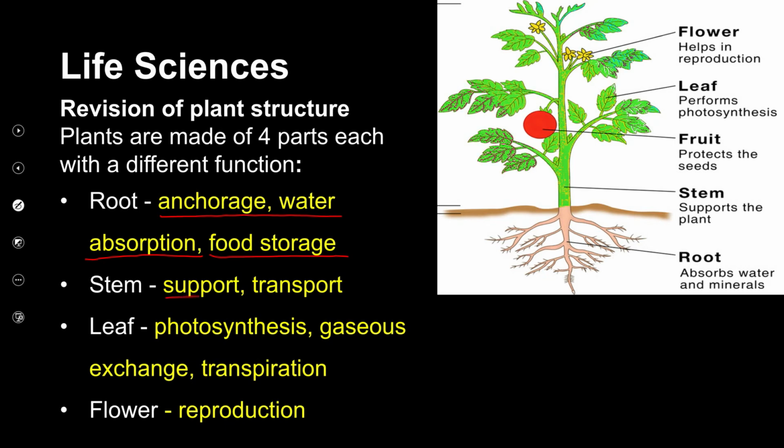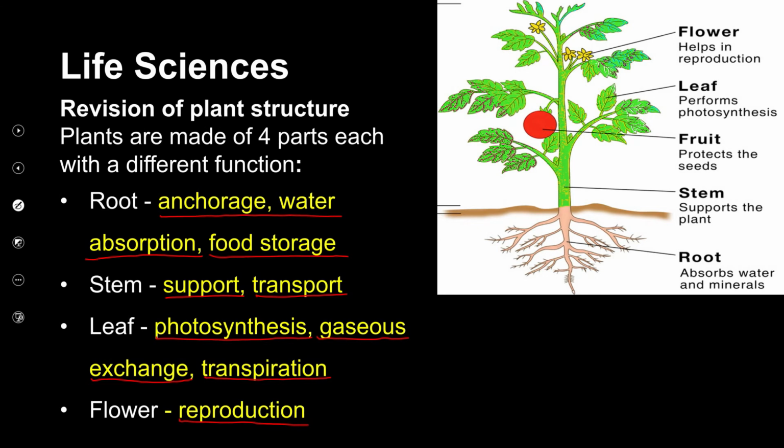Stems are there for support to hold the plant up and transport water to the leaves and food down from the leaves. The leaf has got the most important function of photosynthesis, because that is what gives us food. It also undergoes gaseous exchange, and plants lose water in something called transpiration. And the flower, which we're not looking at in this section, is there for reproduction.